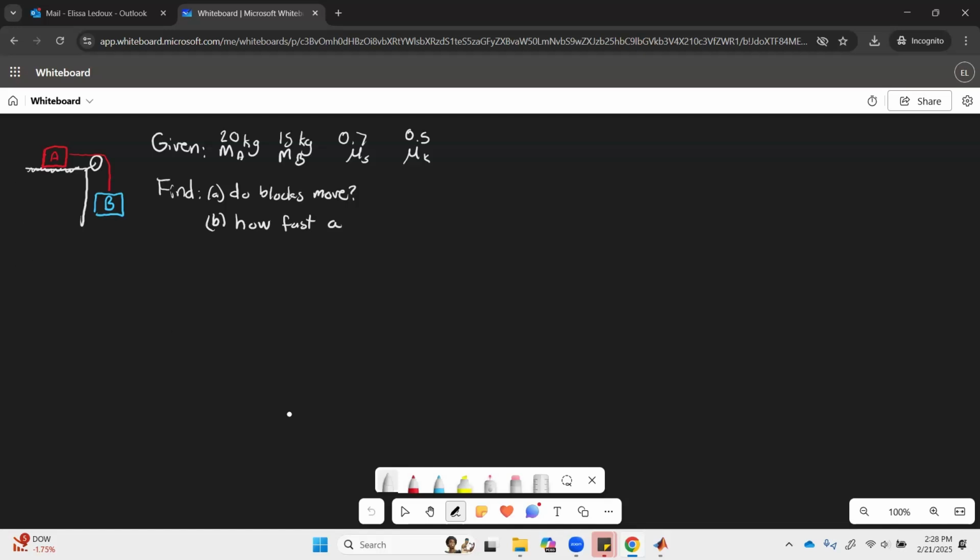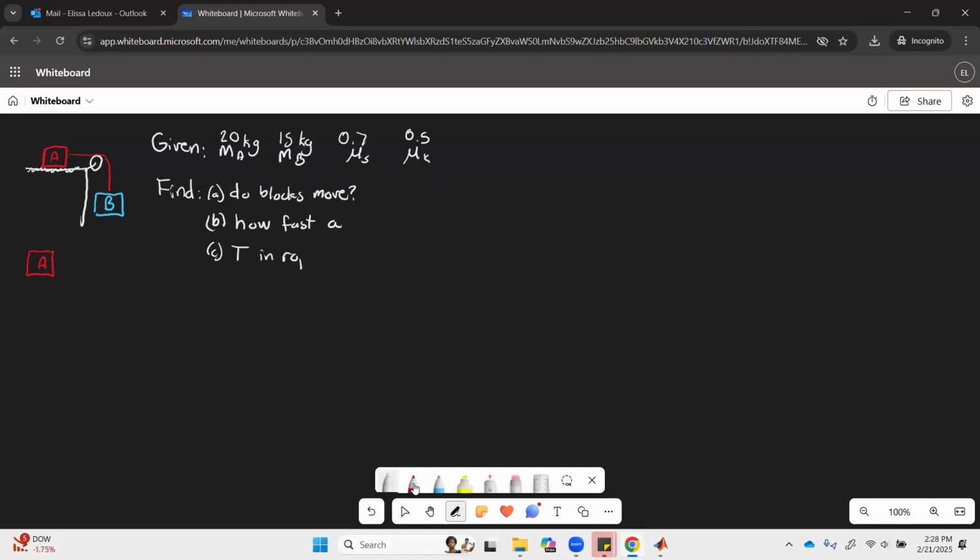So here we need a free body diagram for each block. So we'll start out with block A. And then actually, let's say part C, tension in the rope. That's another good one to find.